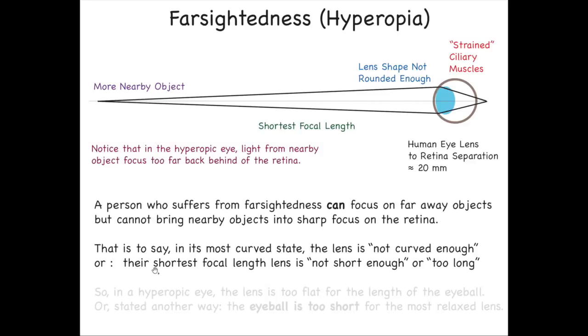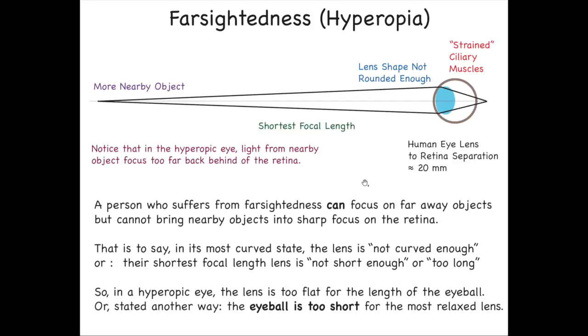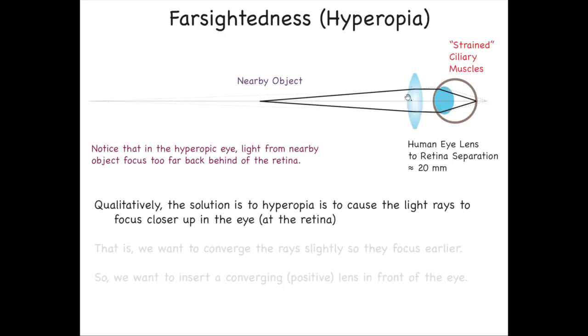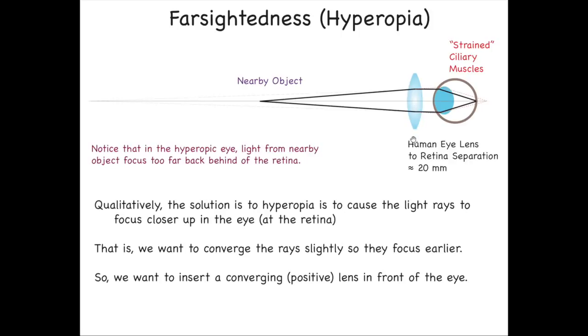Or we could think of that as the shortest focal length available to this accommodated eye is still not short enough, or the focal length is too long. So in a hyperopic eye, the most rounded shape that the eye can produce is still too flat for the length of the eyeball. Or another way to think about it is that the eyeball is too short for this most relaxed lens. So to fix this, qualitatively, the solution is to cause the light rays to focus closer in. We want it to converge more. Then what we want to do is place a positive lens in front of the eye.